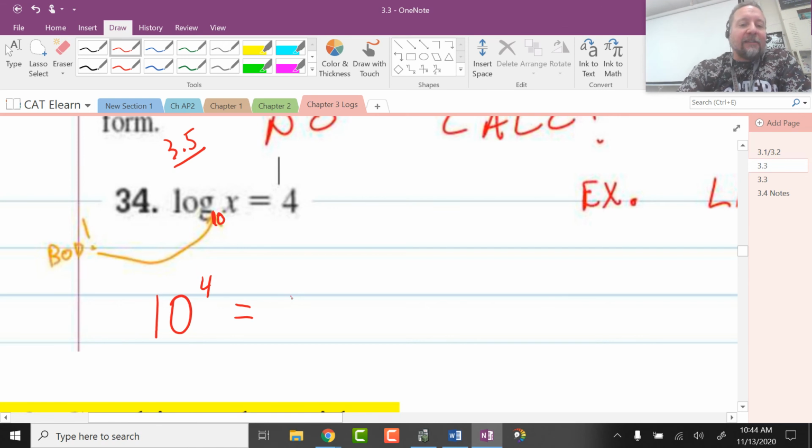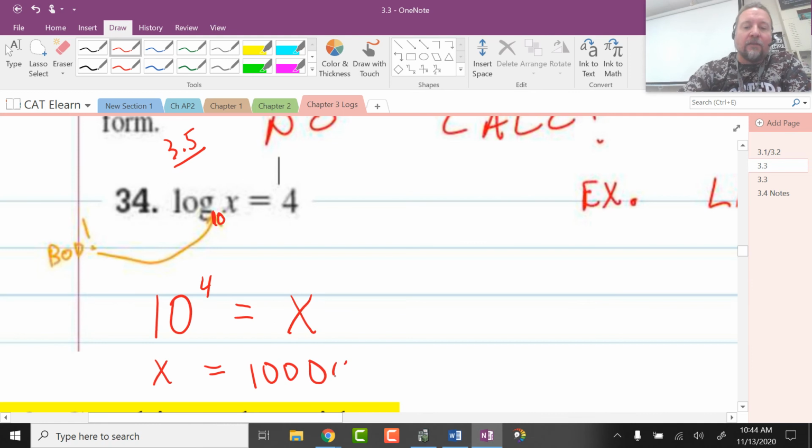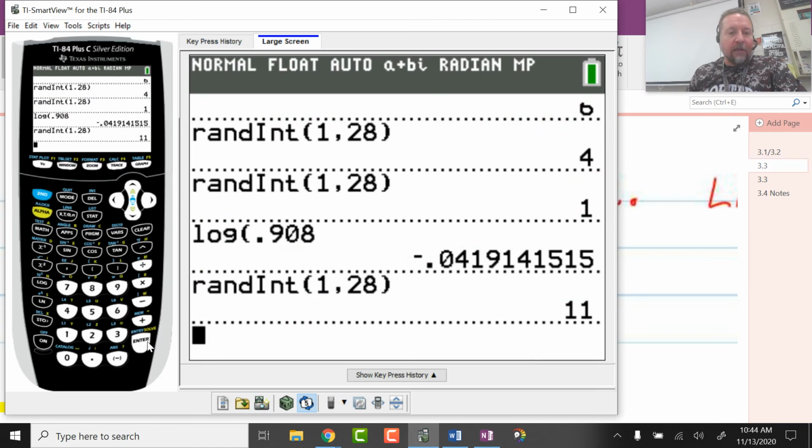Well, the answer is x, and that goes over here on the other side. And then, of course, the answer is 10,000. So just by changing this to an exponent, I'm able to solve for this and get what x equals. And you're going to do that a lot. That's going to happen a ton of times in that section.